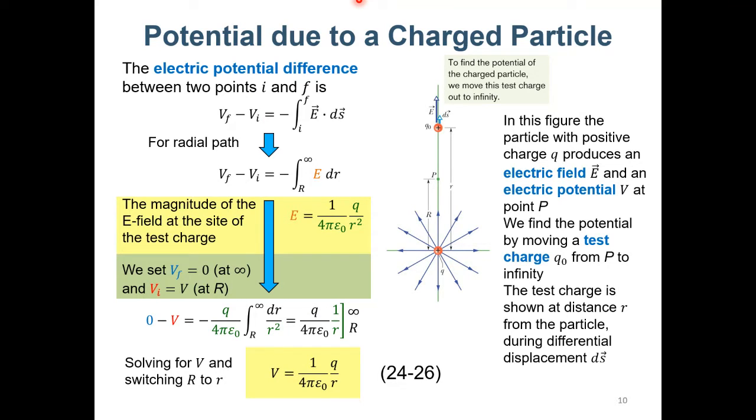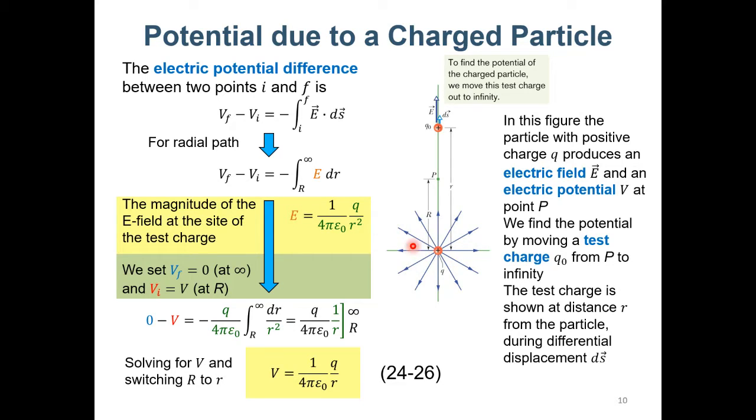So we talk about the electric potential due to a charged particle, something similar to what we have done in chapter 21, chapter 22. So now we have another version for the electric potential. So using the definition in the previous slides, we have Vf minus Vi to be something like this.